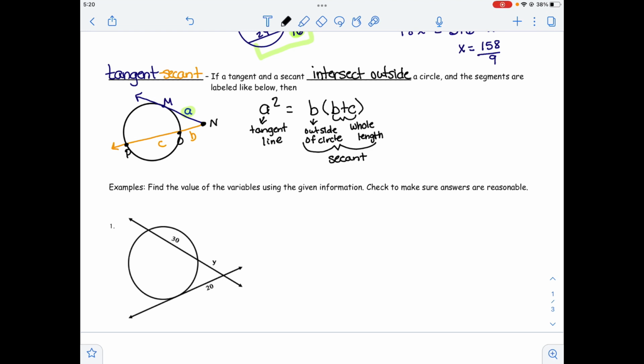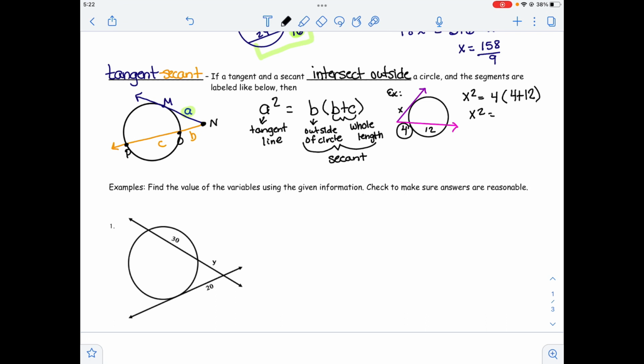All right, so let's look at an example. We have a tangent and we have a secant. So we're going to take the tangent and it's going to get squared. The outside is the 4. And then the whole is the 4 plus 12. And now we're going to solve.